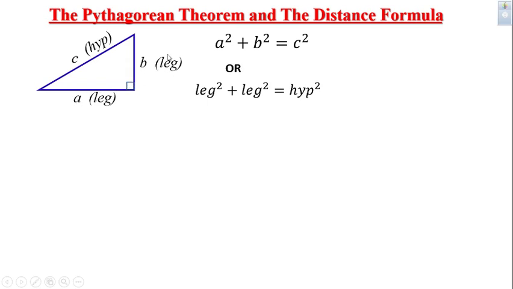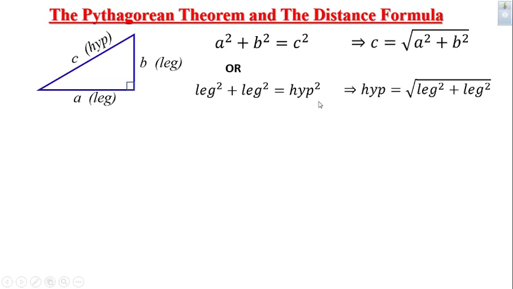So if A is one leg and B is the other leg and C is the hypotenuse, then the Pythagorean theorem says A squared plus B squared is equal to C squared in a right triangle. Likewise, I like to put it: the square of one leg plus the square of the other leg is equal to the square of the hypotenuse. Which means if we're trying to solve for the hypotenuse, we simply take the square root of the sum of the squares of the legs. So C in this case would be the square root of A squared plus B squared.